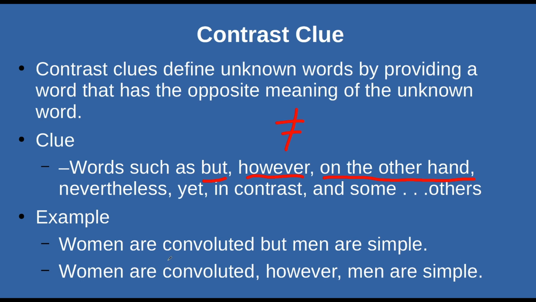But let's look at the bottom. Women are convoluted, but here's our contrast right here: men are simple. So what's the opposite of simple? Let's do some basic thought here. Convoluted. What's the opposite of simple? You can say complicated. Women are convoluted, however, men are simple. Here's our key little phrase again. To understand what convoluted is, you have to figure out what is the opposite of simple. You could almost say antonym of simple.